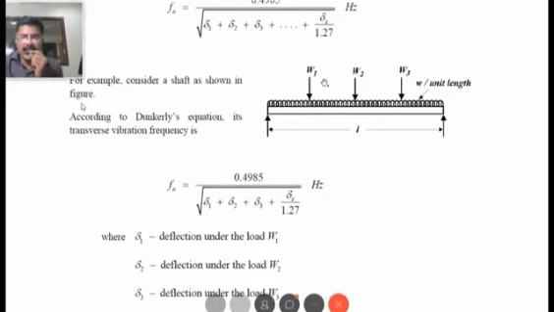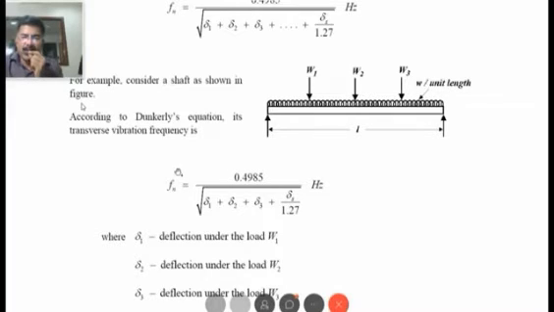Now, in this figure, we can find the transverse vibration frequency Fn according to Dunkerley's equation as 0.4985 divided by square root of delta 1 plus delta 2 plus delta 3 plus delta S divided by 1.27. That much hertz. In this way, you can find out the transverse vibration frequency according to Dunkerley's equation.